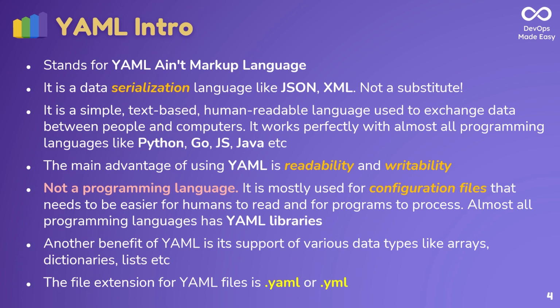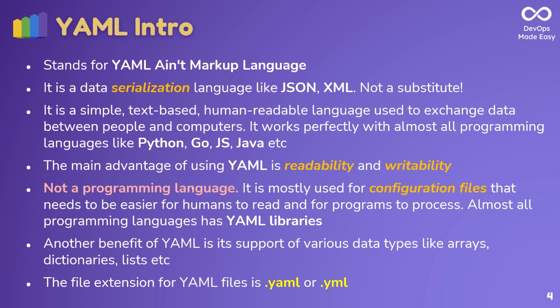YAML is a simple, text-based, human-readable language that is used to exchange data between people and computers. It is basically a configuration language that we provide to DevOps tools, and it works perfectly with all programming languages like Python, Go, JavaScript, Java, etc. Every programming language that we come across reads and writes YAML files. The main advantage of using YAML files is their readability and writability. Using YAML, it is very easy to read and write the configuration when compared to JSON and XML, which are a bit more difficult.